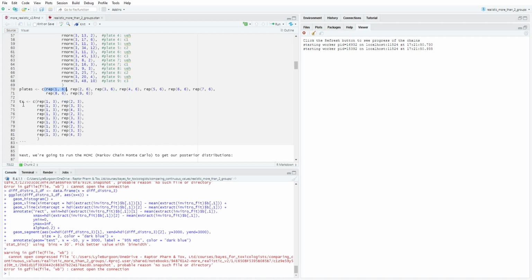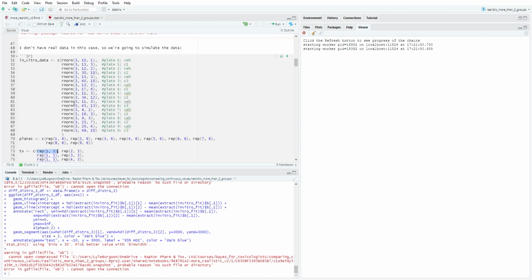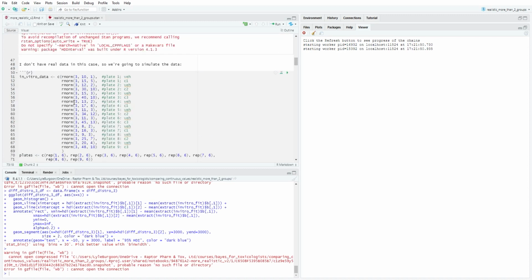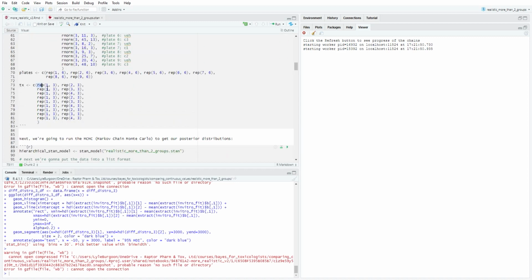This next one, TX, this is the shorthand I use for treatment. And here we've got the first group. The first group is vehicle. So 1, 1, 1. So vehicle is 1. 2 is 1 micromolar. 3 is 10 micromolar. 4 is 100 micromolar. So because the first 3 elements are vehicle on plate 1, the first 3 elements of the treatment vector is 1, 1, 1.